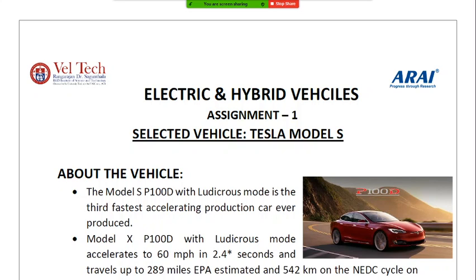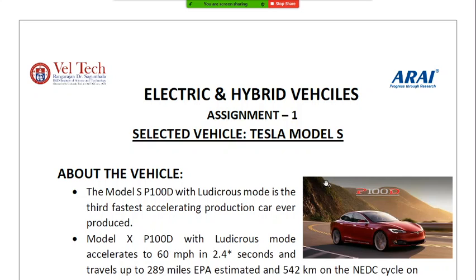The reason behind choosing Tesla is that Tesla is my dream company and my dream job, the place where I wish to work. So that's why I chose Tesla, and in Tesla, I chose Model S.